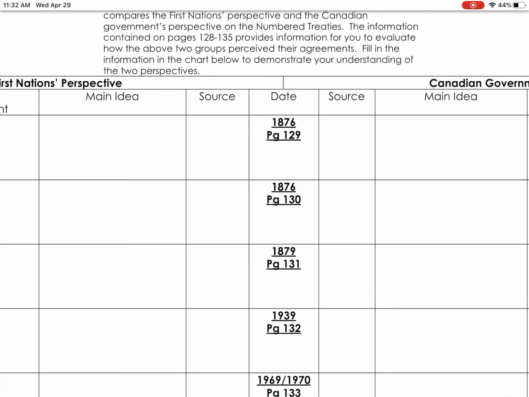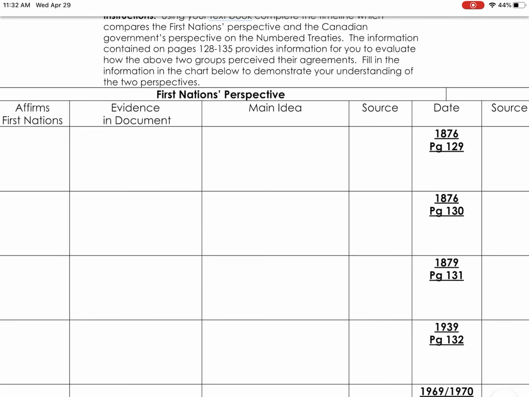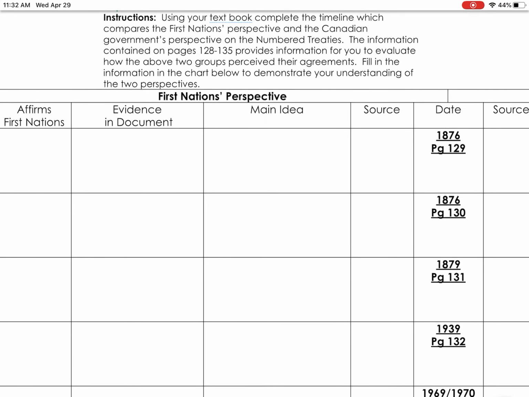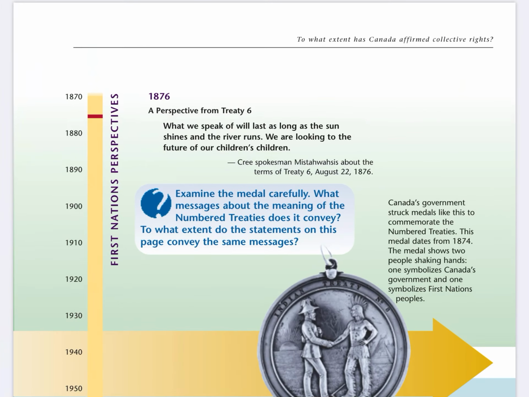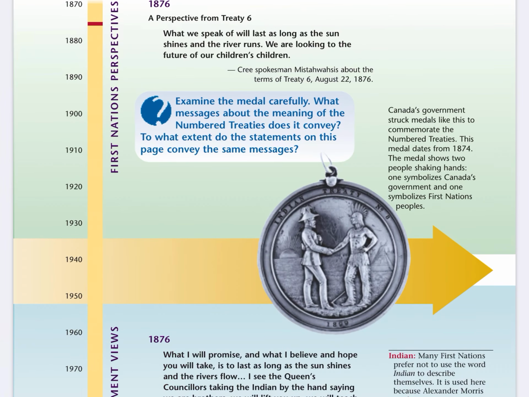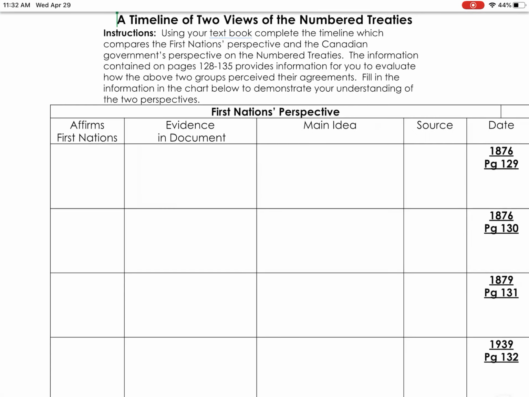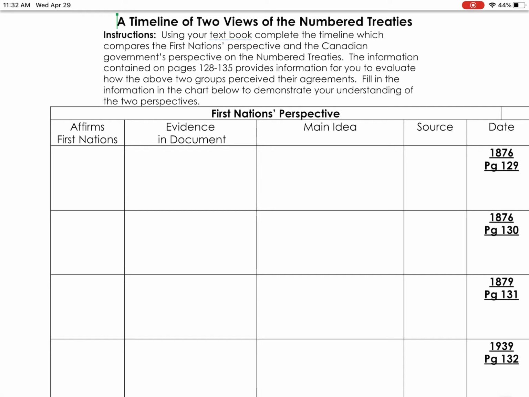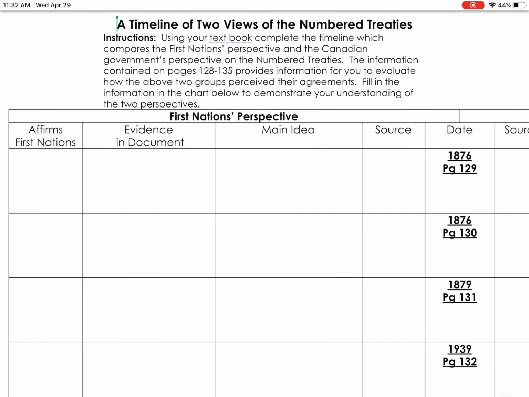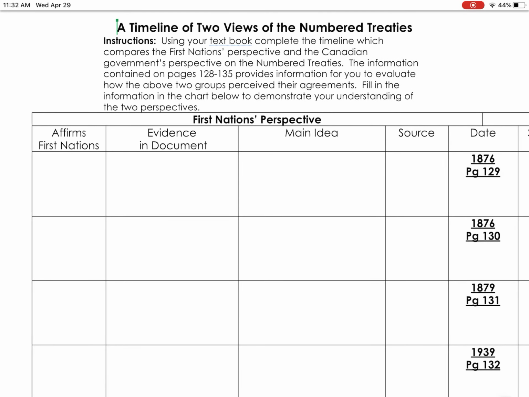So if we go back to the assignment here, what is the source from the First Nations perspective? You would say the source is this medal here. Okay, so that's the source. What's the evidence from the source that gives the First Nations perspective? And then does this affirm First Nations rights, yes or no? So the far left and the far right hand side are just yes or no. So what's the source? What's the main idea of the source? What's the evidence in the document that affirms First Nations rights?